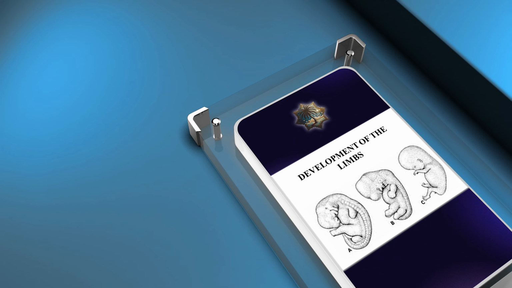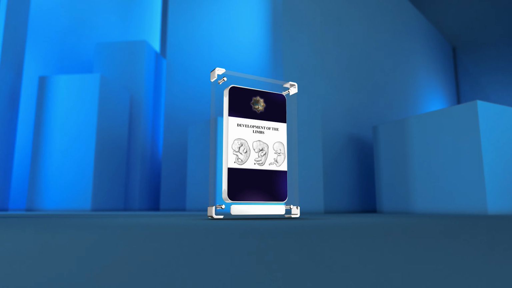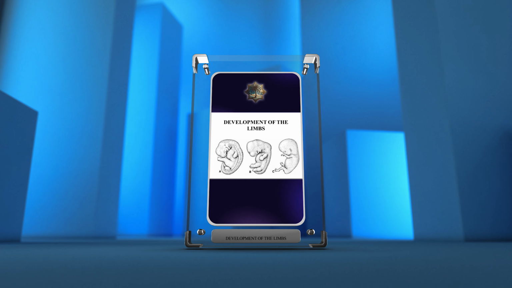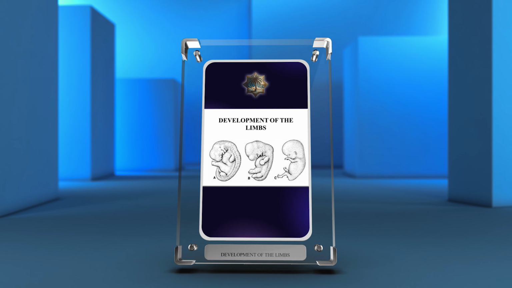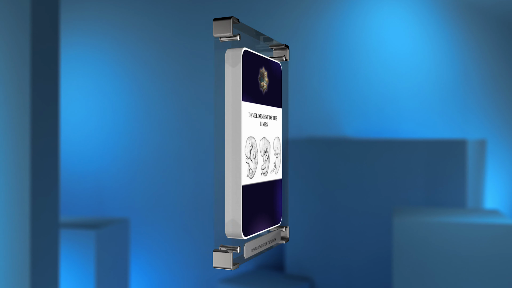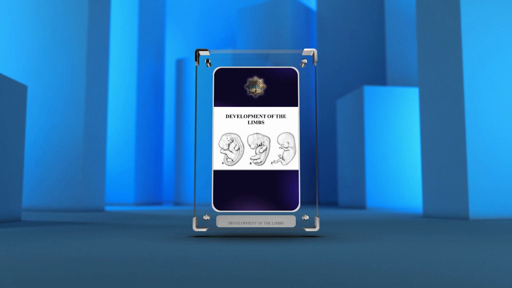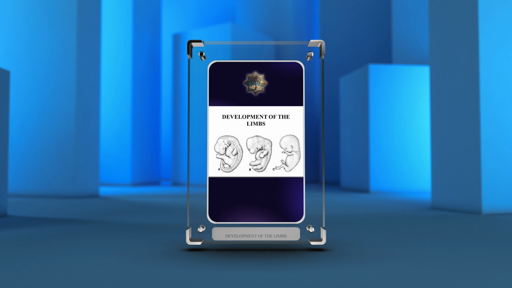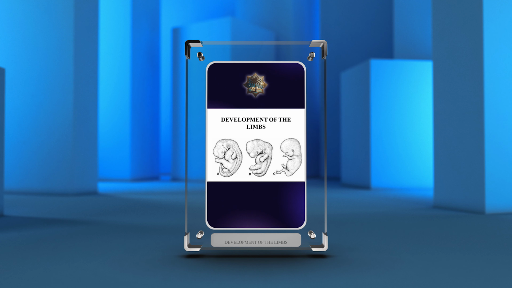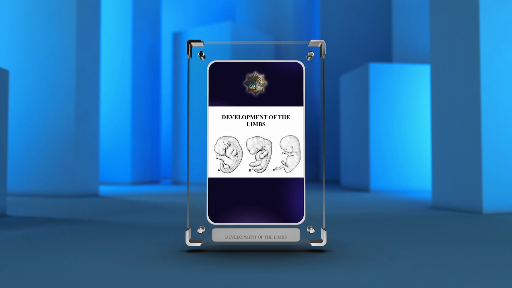In this comprehensive script, we will delve into the fascinating world of embryology and specifically focus on the intricate process of limb development. Limb development is a complex and highly regulated process that involves the precise coordination of multiple genetic and molecular factors. Throughout this script, we will unravel the mysteries surrounding limb development and explore the various mechanisms and pathways involved, from the early stages of patterning to the formation of distinct limb structures.